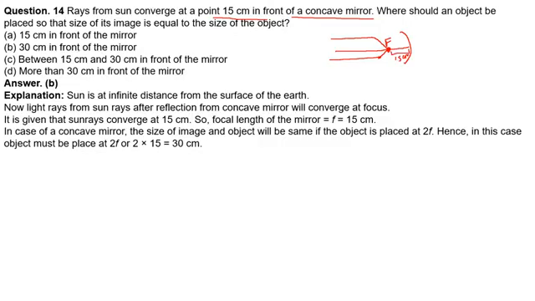Where should an object be placed so that the size of the image is equal to the size of the object? We should know that size of the image equals size of the object in case of concave mirror is when the object is at the center of curvature. And what is center of curvature? Center of curvature is always double of the focus. So what should be the length of the center of curvature from the pole? It should be 30 centimeter, which is double of my focal length, right? So 30 centimeter in front of the mirror is the right answer for this.